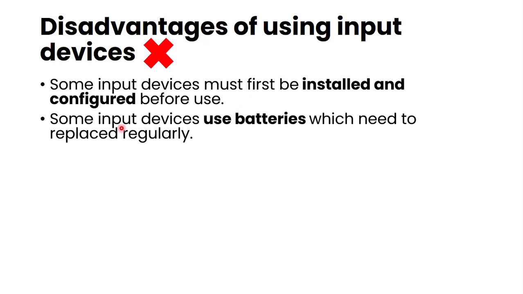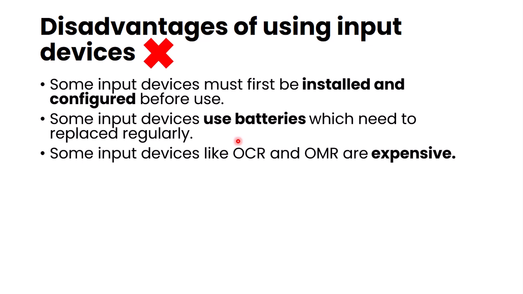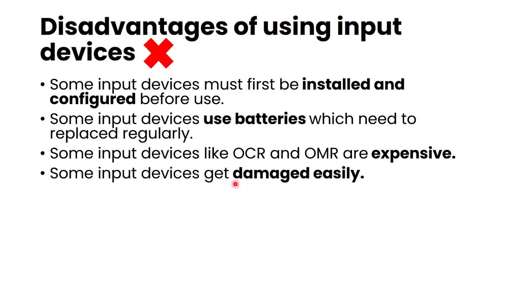And then some input devices use batteries which need to be replaced regularly. So there is also the hurdle or the problem of replacing and buying batteries for some input devices, especially the wireless ones or the automatic ones. And then some input devices like optical card, optical character reader or optical mark reader, they are expensive to get.